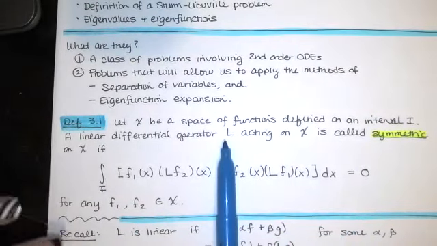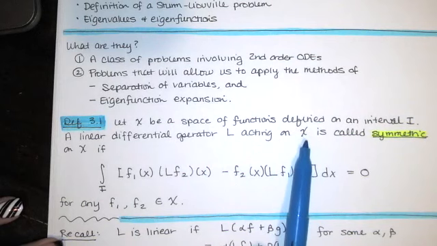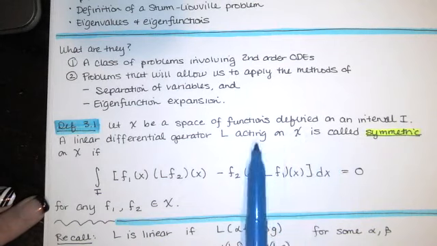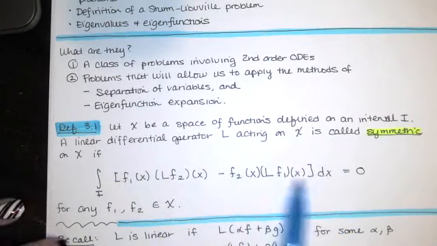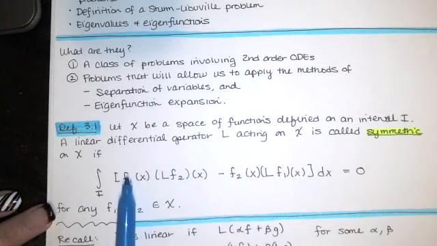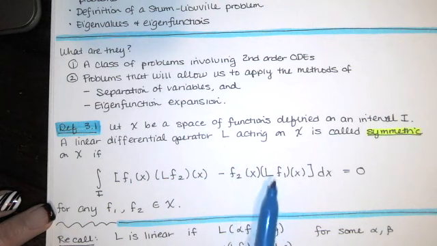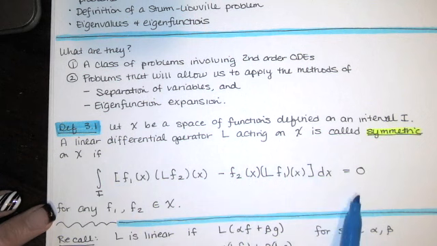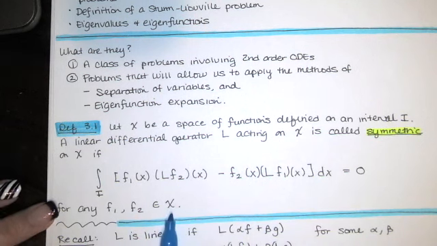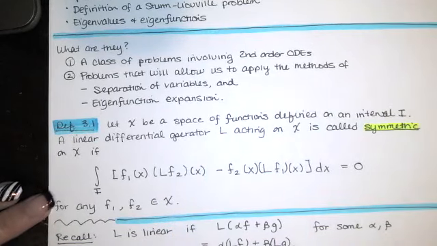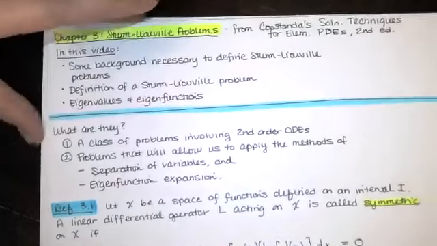We call that linear operator L acting on the space of functions, I think I said X, I meant chi, symmetric on chi if this is true. So you take F1 and you apply L to F2, and then you subtract F2 and you apply L to F1, and then you integrate over the interval. If you get 0 every time for any F1 and F2 in that space of functions chi, then the operator itself, L, is called symmetric. So let's look at an example.